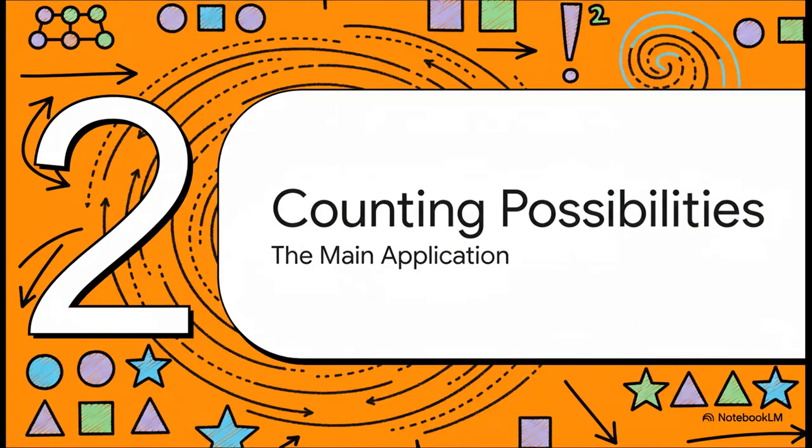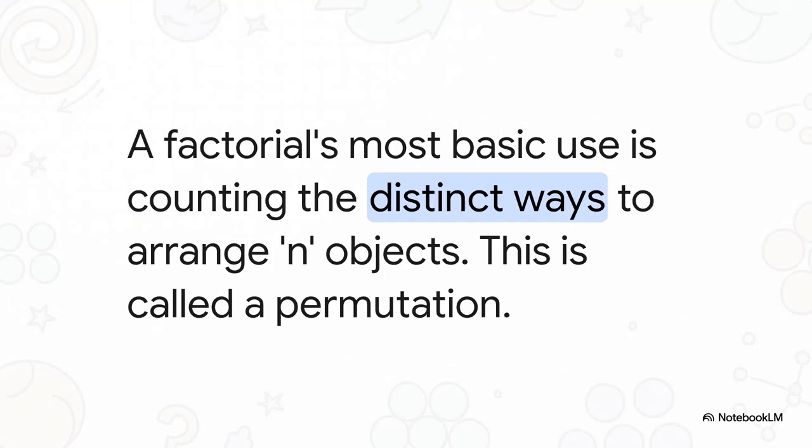Okay, so we know how to calculate it, but what is it actually for? What's the point? Well, its most fundamental use is surprisingly simple. It's for counting possibilities. At its very core, a factorial answers one key question: how many different ways can I arrange these things? In mathematics, this idea of a unique arrangement has a special name, a permutation. So, anytime you need to find the total number of unique ways to order a set of items, you're going to be using a factorial.